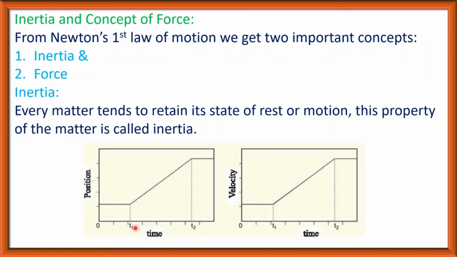But in the position graph, at t1 there is force and after t1 there is no force, and at t2 there is force and after t2 there is no force, and from 0 to t1 there is no force. Here from 0 to t1 there is no force because there is no change in velocity, it is uniform velocity. So in case of uniform velocity there is no change in force. But from t1 to t2 there is applied force.